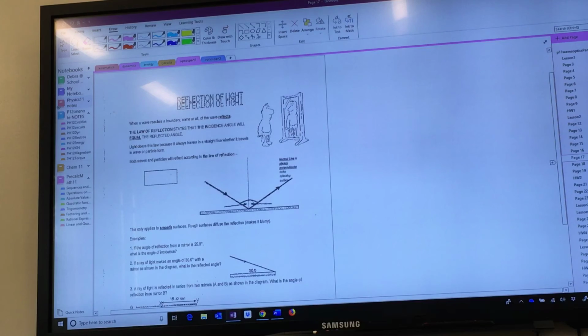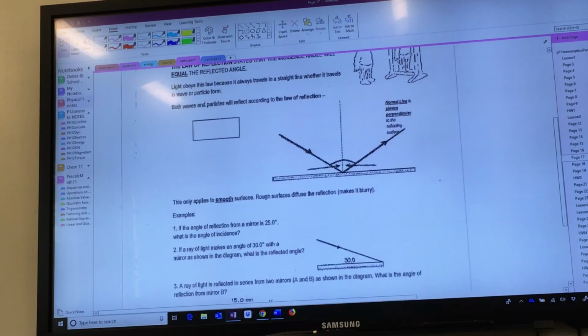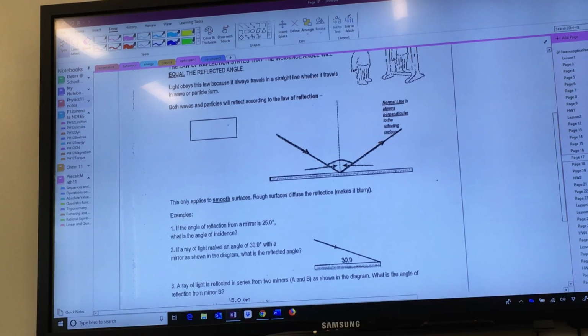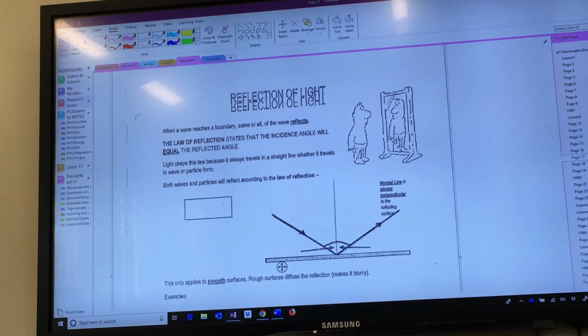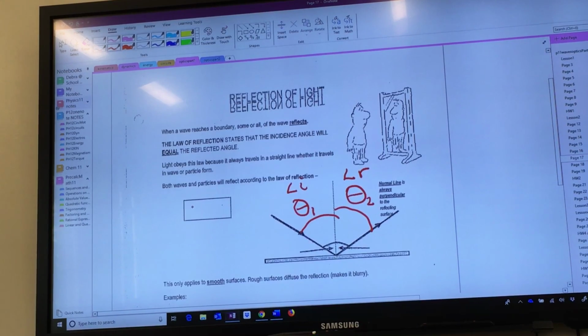So now we're here, and again, we're looking at reflection. Reflection says the angle of incidence will equal the angle of reflection. So this angle here, we usually call the angle of incidence, or theta 1 if you want, and this is theta 2, however you want to call it. So this is the angle of incidence, and this is the angle of reflection.